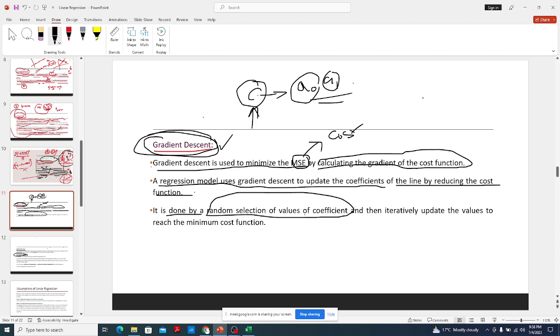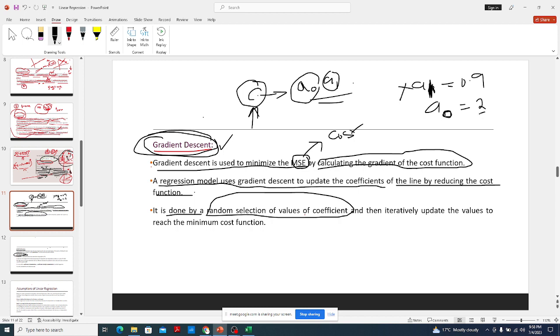And this is done by random selection of values of your coefficients. Like for example, let's say a0 was 0.9 and a1 was 2. Or let me do it vice versa: this is a0, this is a1. Yes, a1 is attached to the x variable.